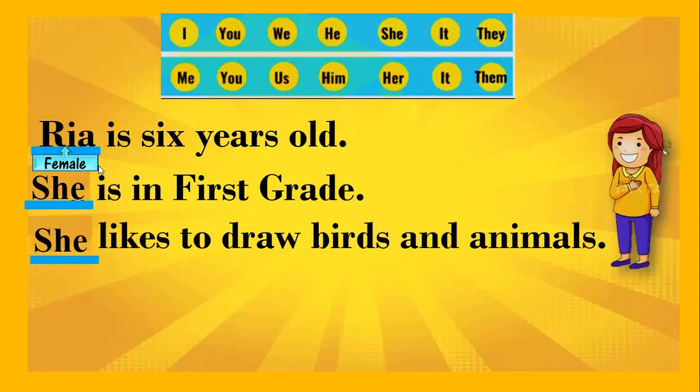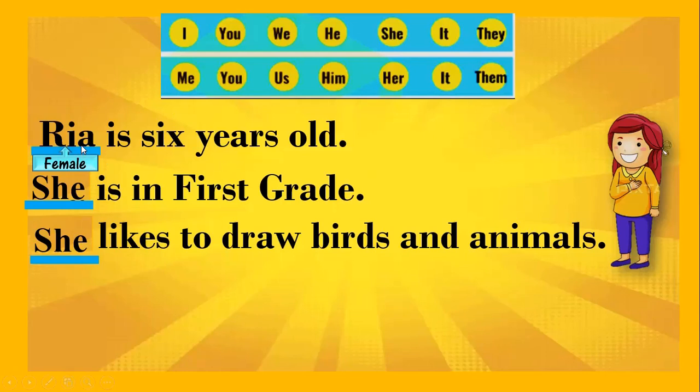Now let's read the sentences. Ria is 6 years old. She is in first grade. She likes to draw birds and animals. So children, we can say that personal pronouns help us understand the gender of the noun. They also tell us if the subject in a sentence is singular or plural.